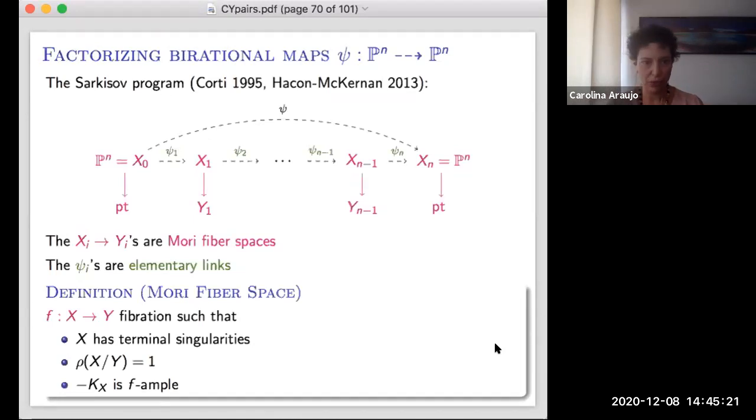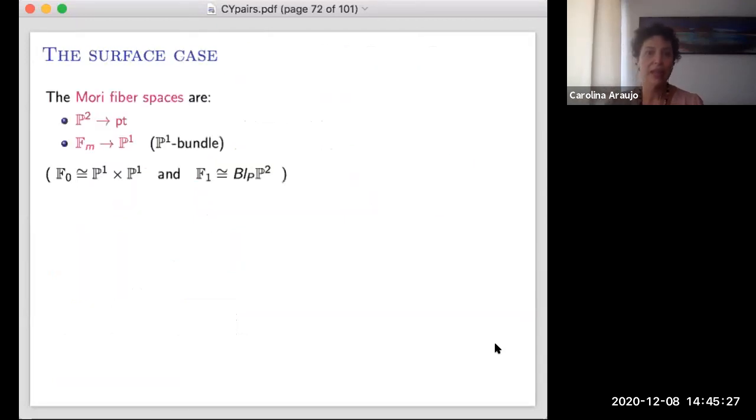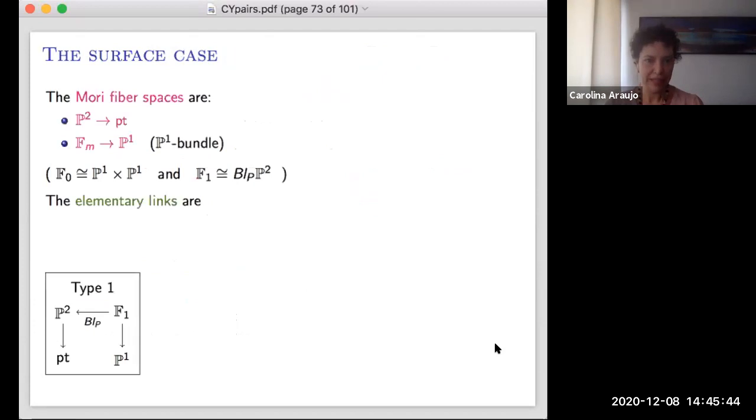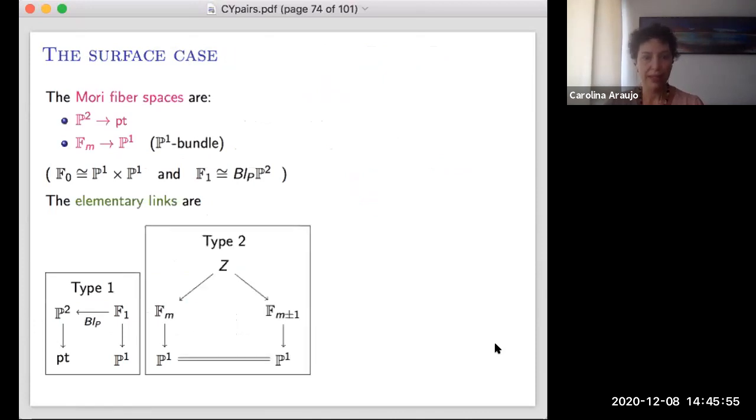I will explain in the case of surfaces and just say a few words in the general case. In the surface case, the Mori fiber spaces are just P2 mapping to a point, and the Hirzebruch surfaces F_m, viewed as a P1 bundle over P1. The elementary links: I start with P2 mapping to a point, and then I blow up a point, and then I get F1, which is a P1 bundle over P1.